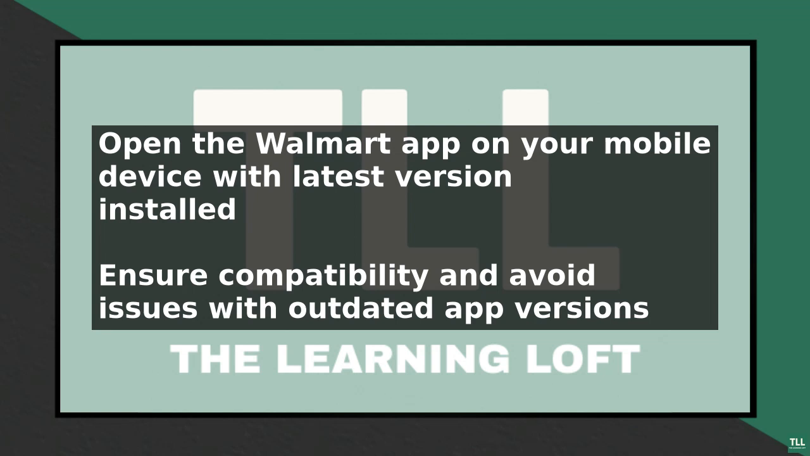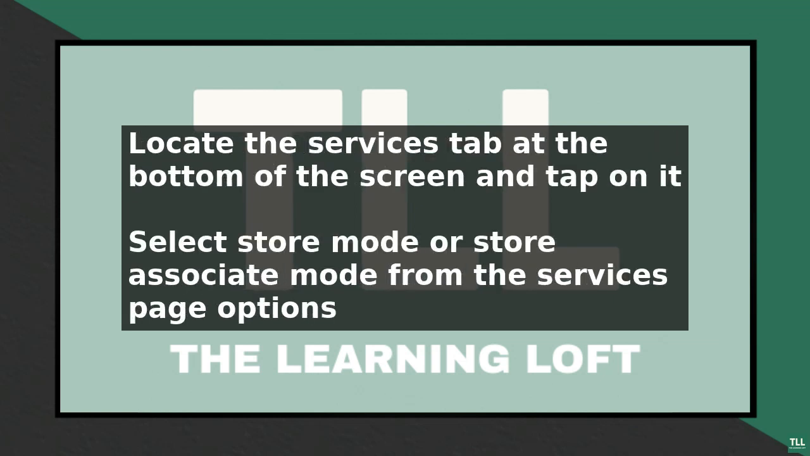Scroll down and select the option that says Store Mode or Store Associate Mode. If you are unable to find this option, you may need to tap on the More tab and then select Store Mode from the list of available options.